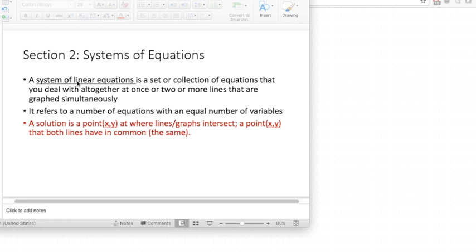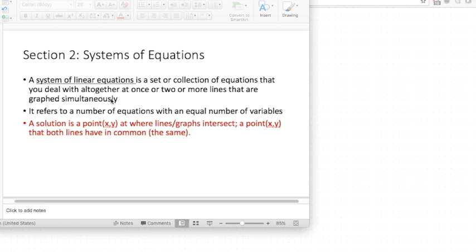A system of linear equations, for me to be a bit more specific, is a set or collection of equations that you deal with all together at once, or two or more lines that are graphed simultaneously. It refers to a number of equations with an equal number of variables. So let's say we're dealing with two equations. You would have two variables each, x and y.